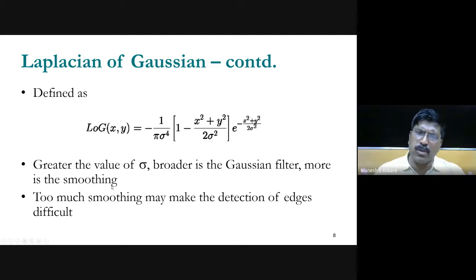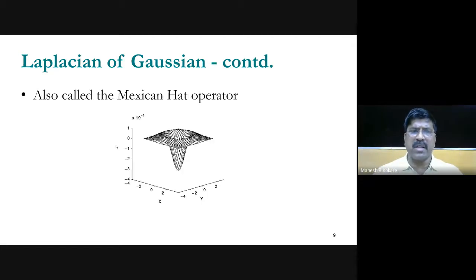But if you get more smoothing, what happens? Sometimes edges may get blurred. So too much smoothing may make the detection of edges difficult. You have to select a proper value of sigma, which will remove the noise as well as preserve the edges. That is the job. Another name of Laplacian of Gaussian is the Mexican hat operator, because it looks like an inverted Mexican hat.